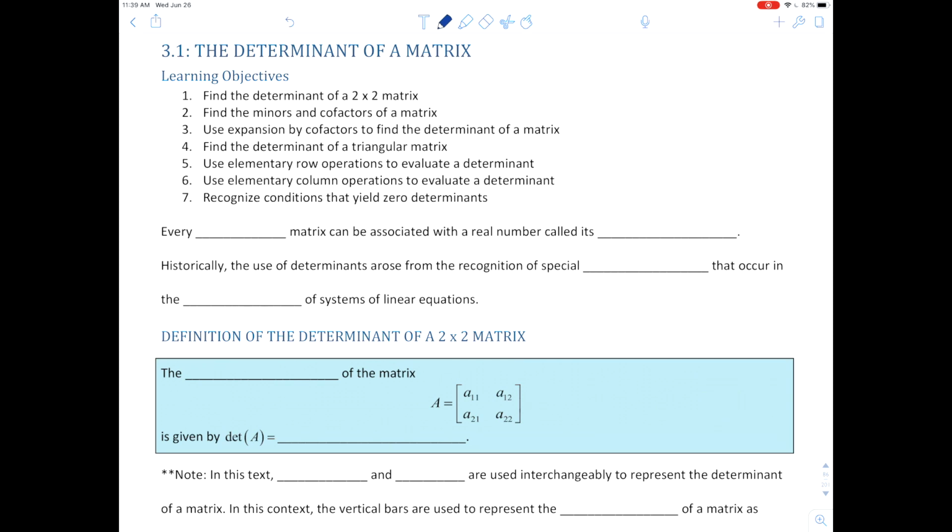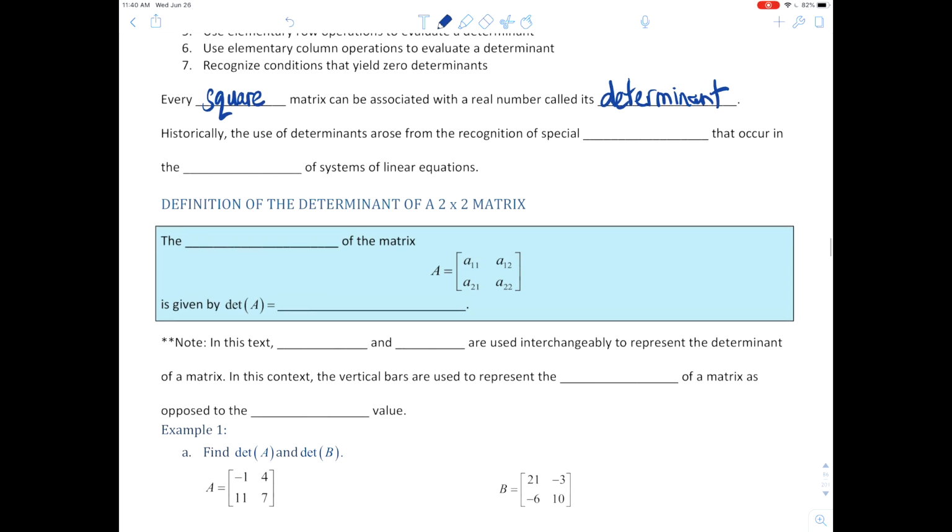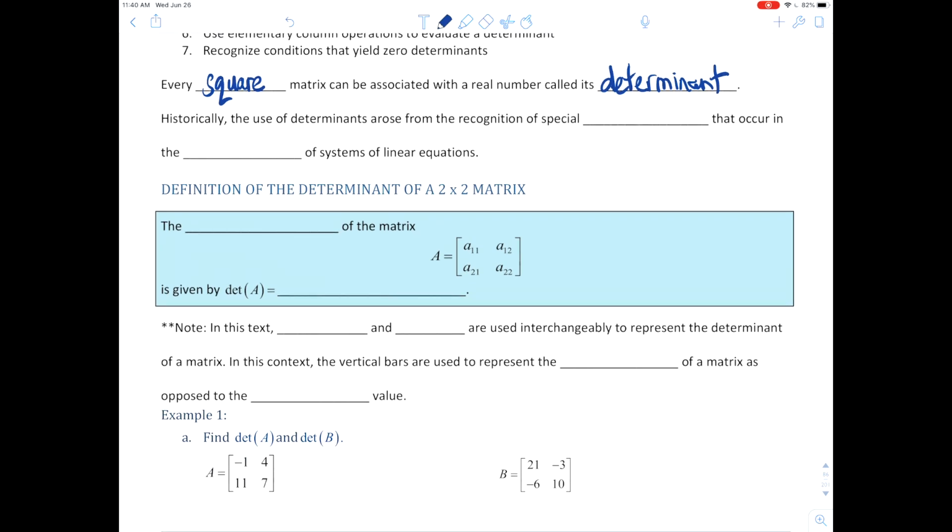It turns out that every square matrix can be associated with a real number called its determinant. Historically, the use of determinants arose from the recognition of special patterns that occur in the solutions of systems of linear equations.